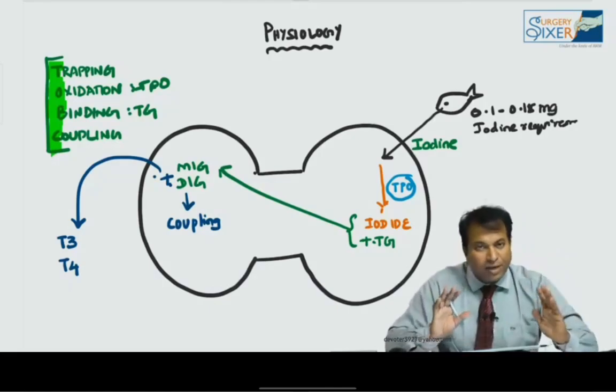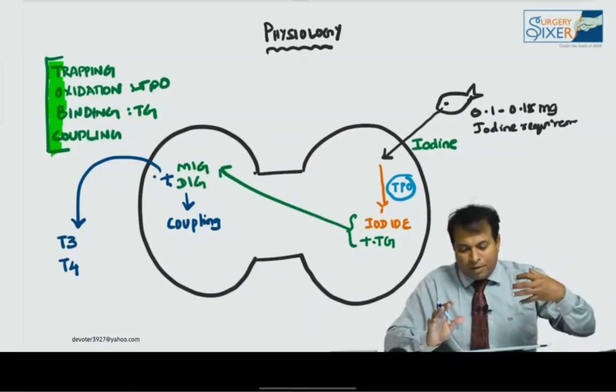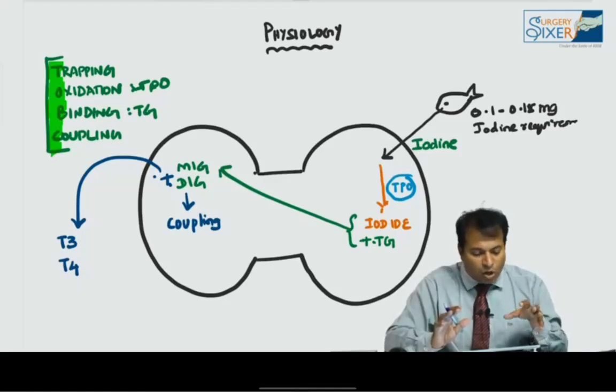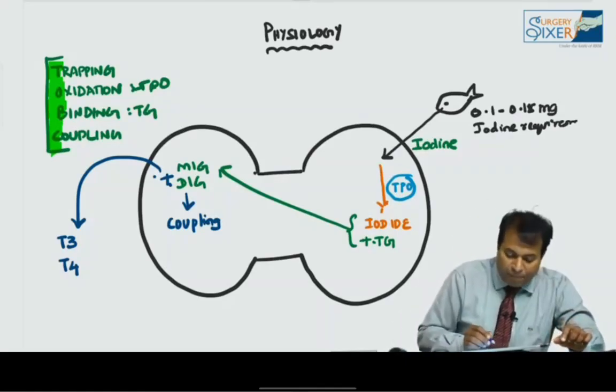That's all. The entire physiology of thyroid gland is trapping of iodine, oxidation of iodine to iodide. Then iodide will be binding with thyroglobulin, resulting in monoiodo and diiodoglobulin. That will result in coupling and results in T3 and T4.